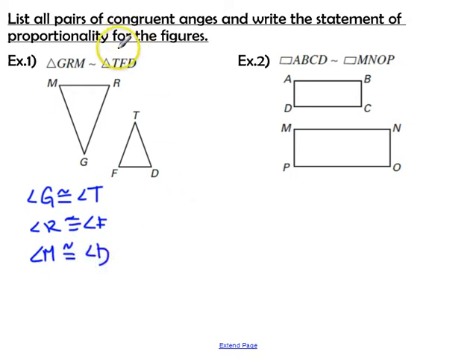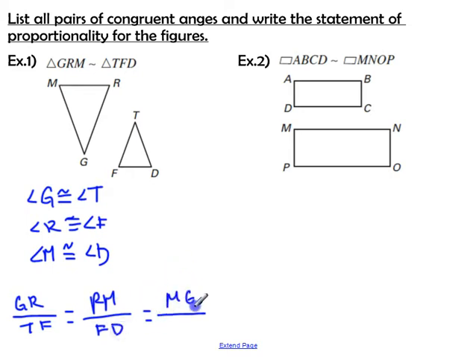And then when it comes to the sides, remember, we're going to be listing a statement of proportionality. So we have three sides on these triangles, so I'm going to prepare it this way. And then we have segment GR compared to TF. And then segment RM corresponds to FD. And then segment MG is going to correspond to DT. So I want you to go ahead and use the similarity statement in example 2 to list the pairs of congruent angles and the statement of proportionality, and then check back with me when you're finished.